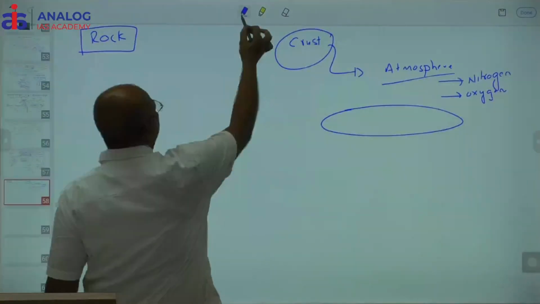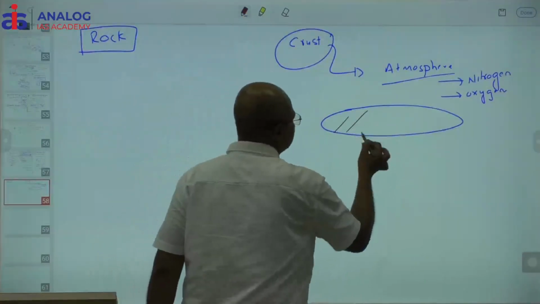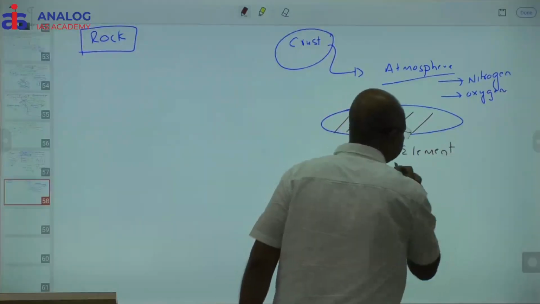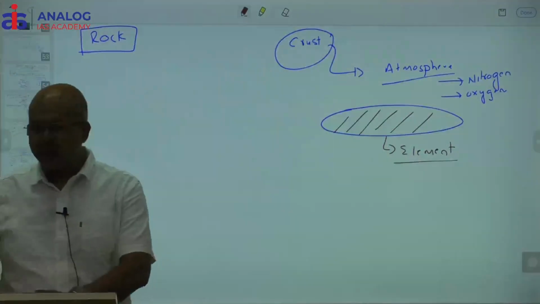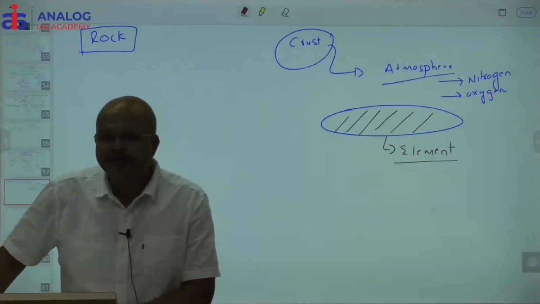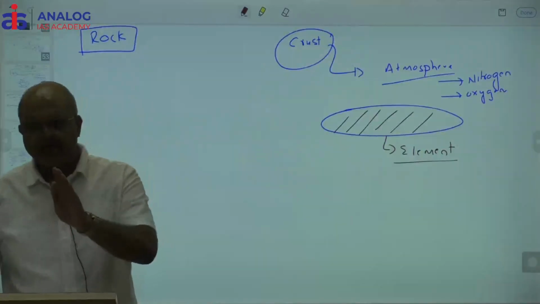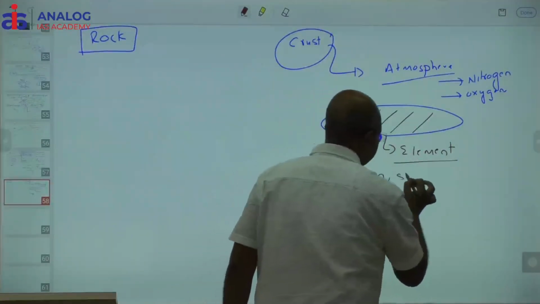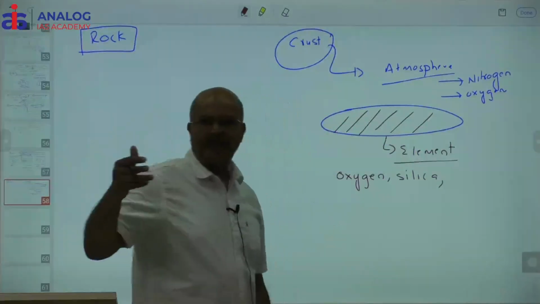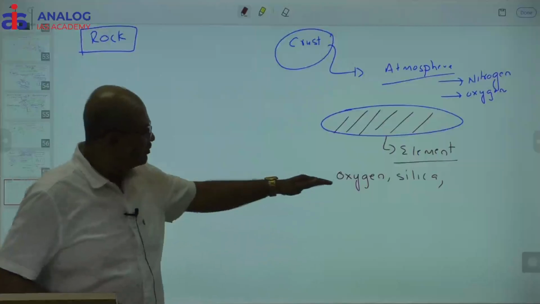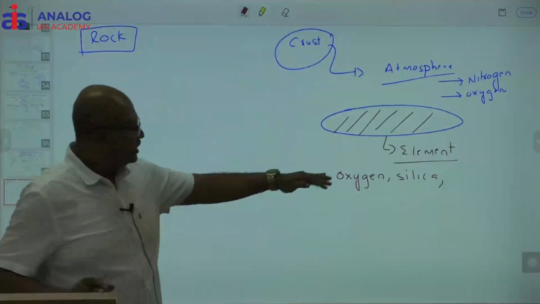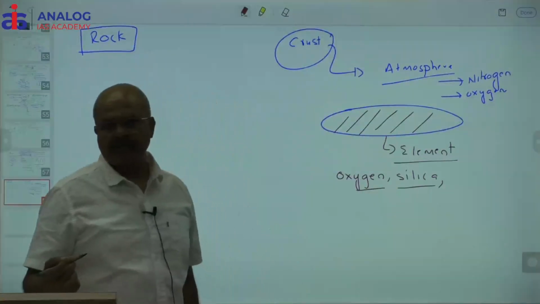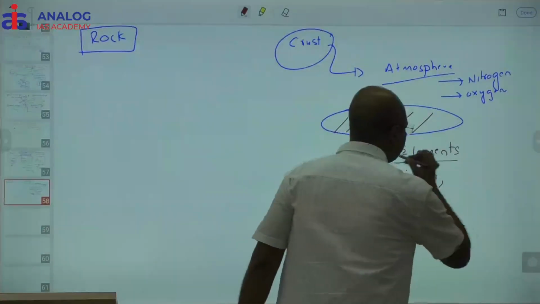Now, when we take a look at the Earth's crust, which element is dominant? Oxygen, followed by silica. Sial, Sima, right? Oxygen followed by silica. Some rough ideas. In the Earth crust we find many elements. Oxygen is there, silica is there, magnesium is there. So the Earth crust consists of many elements.